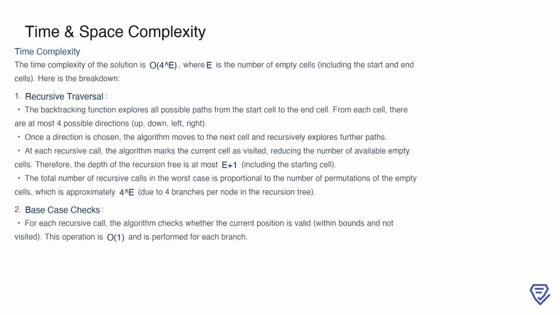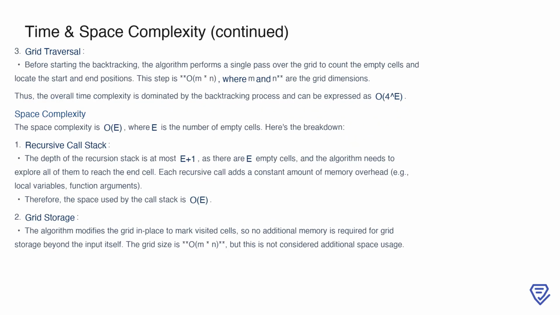the recursive traversal. Before diving into the recursive backtracking, the algorithm performs a preliminary step that involves traversing the entire grid once. During this traversal, it identifies the starting and ending cells and counts the total number of empty cells. This initial pass through the grid takes m*n time, where m and n represent the dimensions of the grid. However, this step is negligible compared to the exponential complexity of the backtracking process, so the overall time complexity remains 4 to the power of e.